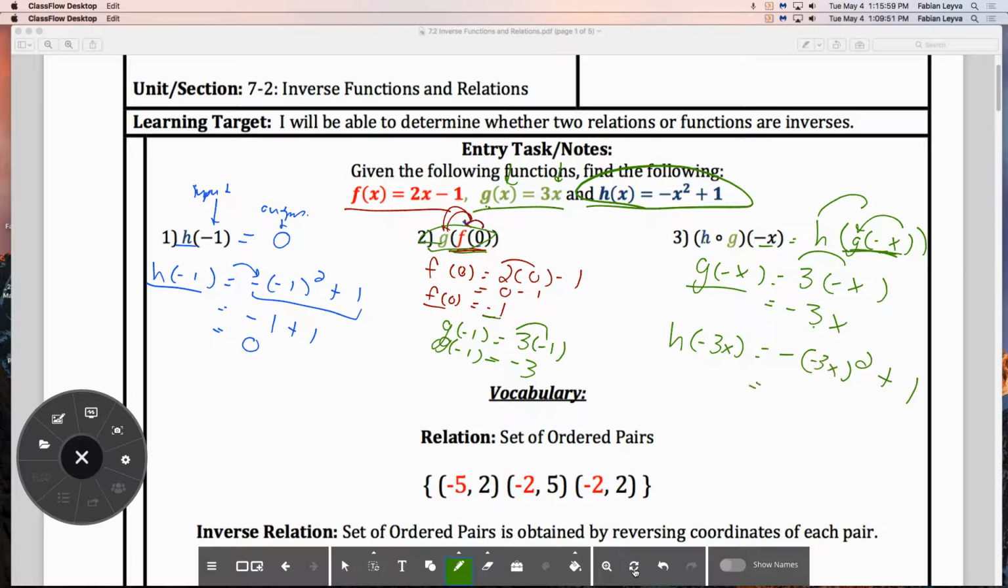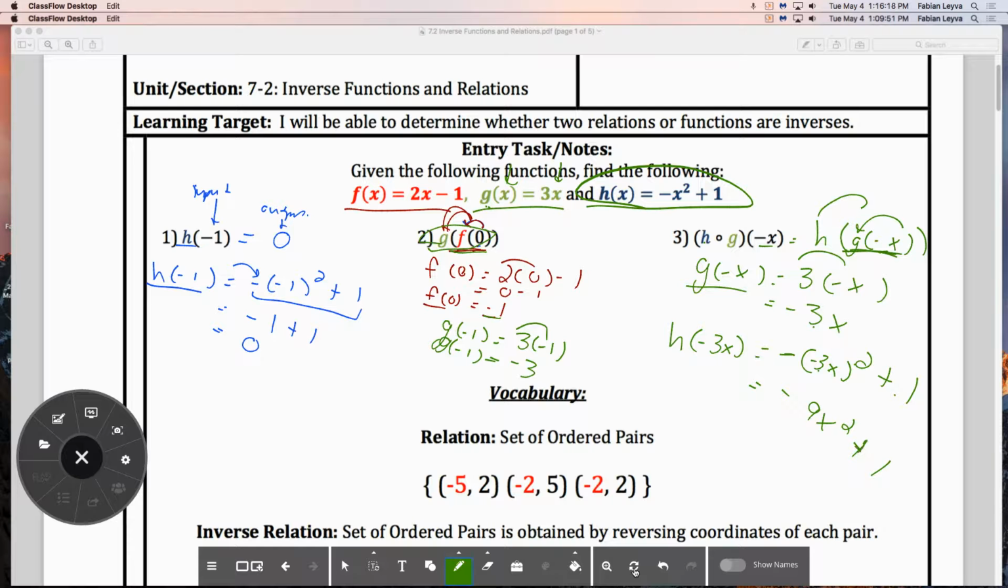-3x. Take your time, do the math. There's no way to combine -3x, -3 times x, so you're going to go ahead and do the exponents. -3 squared is just a positive 9x squared. Don't forget that this negative has nothing to do with it. Don't forget your plus 1 that was just hanging out watching the show.